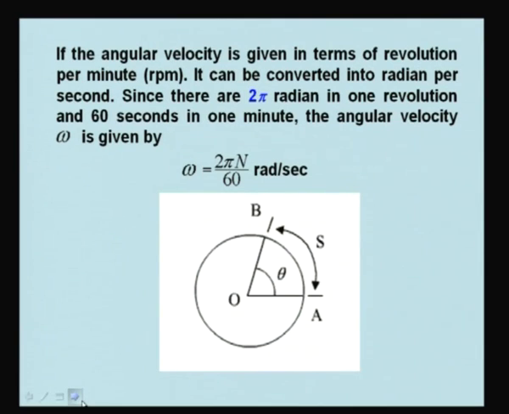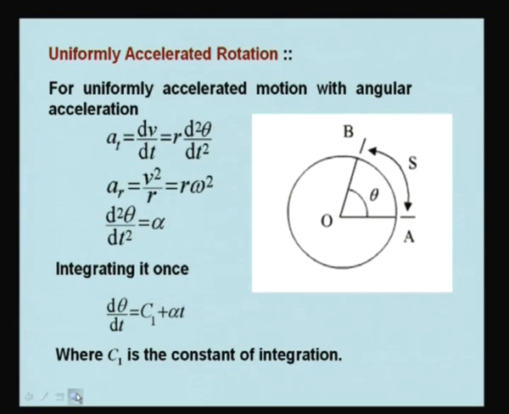If the angular velocity is given in terms of revolutions per minute, that is RPM, most of the machinery items or motors will be specifying the RPM. Say a motor rotates at 1450 RPM. It can be converted into radian per second. Since there are 2 pi radian in one revolution and 60 seconds in 1 minute, the angular velocity omega is given by omega is equal to 2 pi N divided by 60 radian per second.